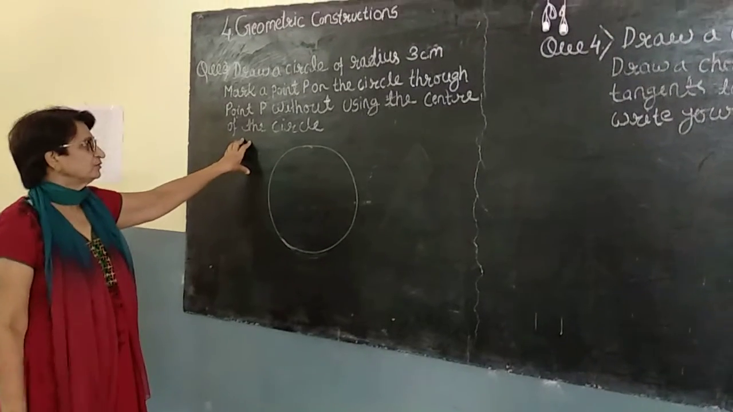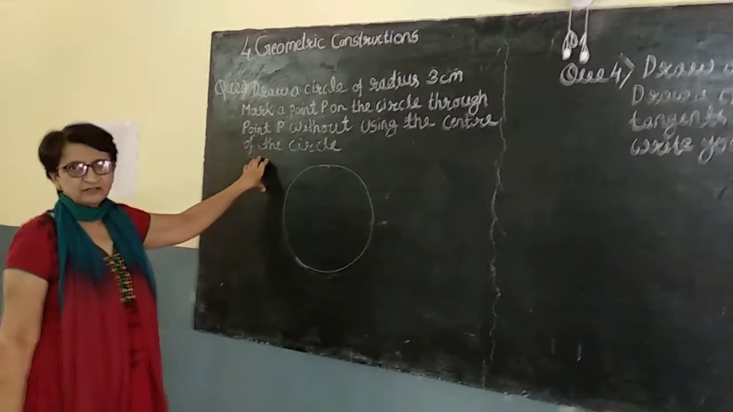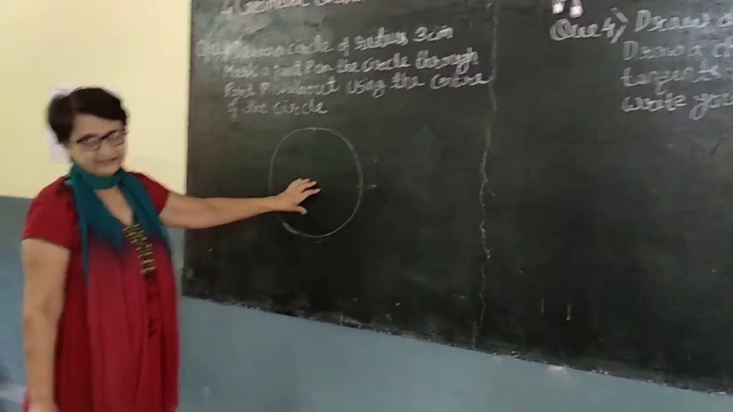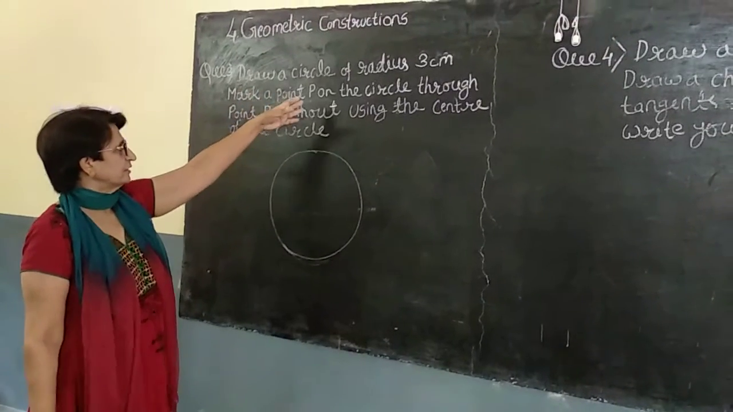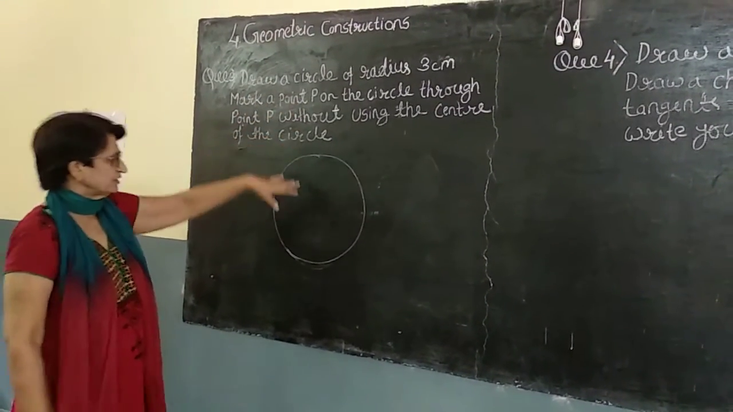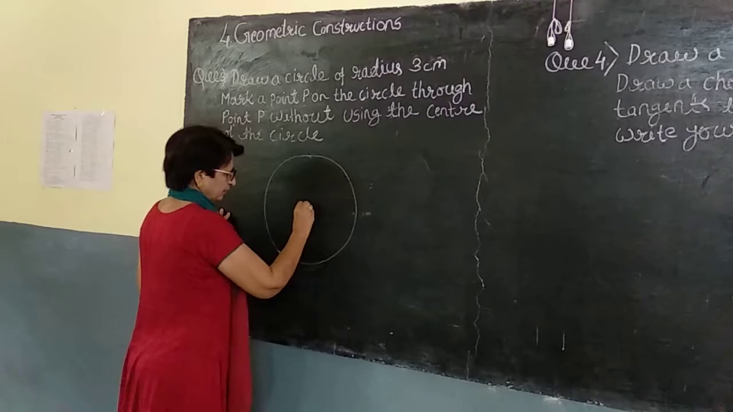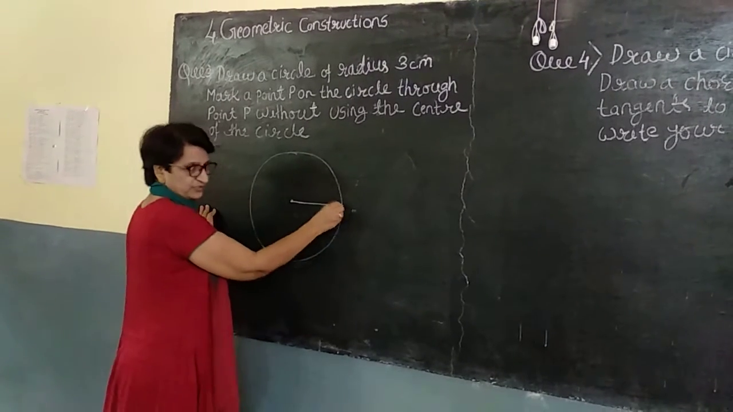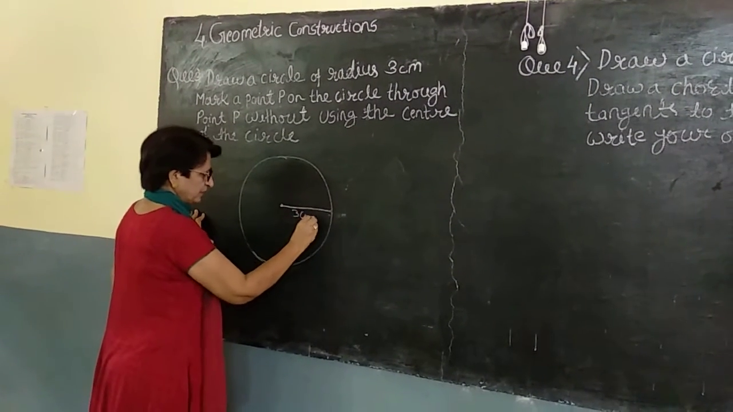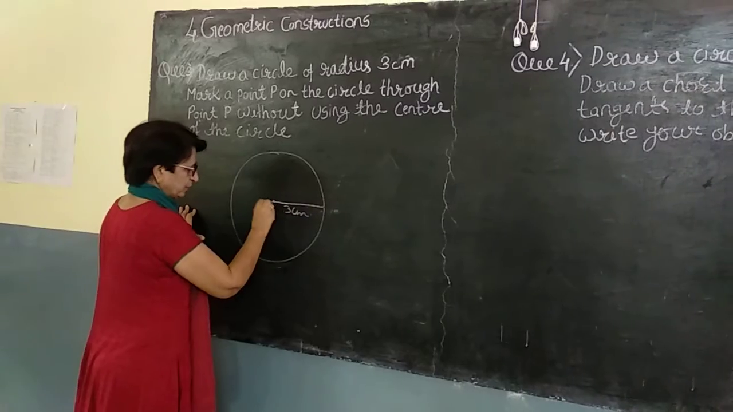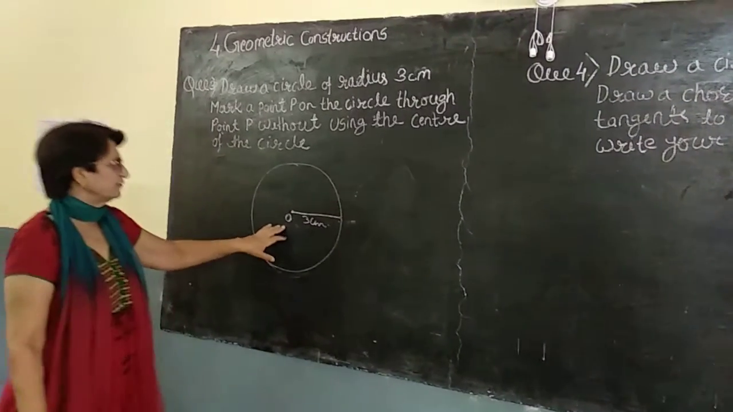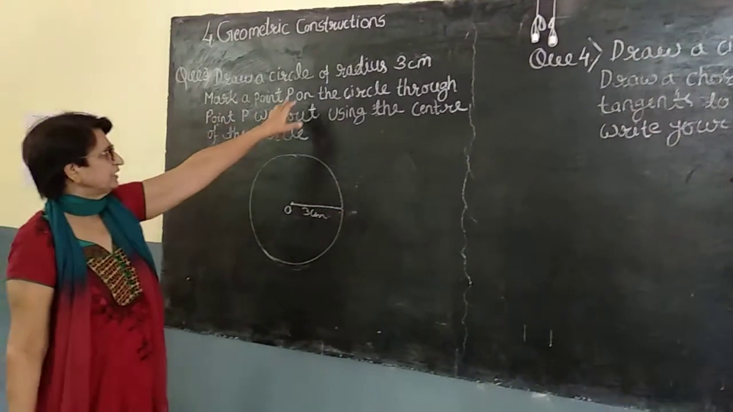I have already taught you how to draw a tangent to the circle without using the center. And this is the same kind of sum. Draw a circle of radius 3 cm. So we will take a radius of 3 cm and draw a circle. Let the point O be the center of the circle. Mark a point P on the circle.